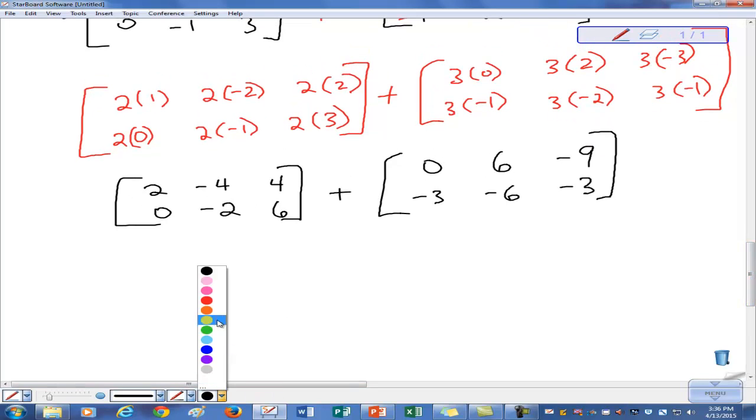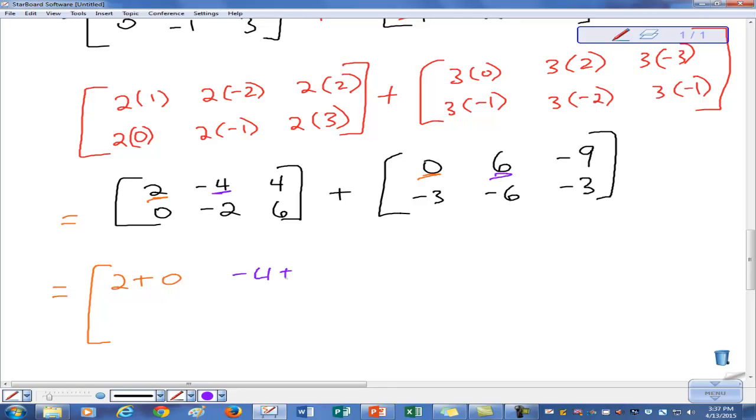Now we're going to add these two. So we're going to add 2 plus 0, first row, first term. And then we're going to take the negative 4 plus 6. And then the next one is 4 plus a negative 9. And then we're going to take the 0 plus a negative 3. And then the negative 2 plus a negative 6. And then a positive 6 plus a negative 3.